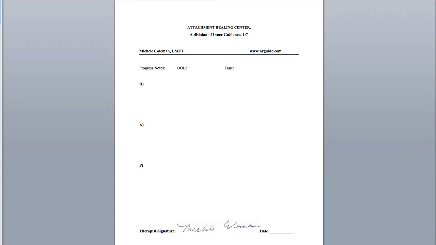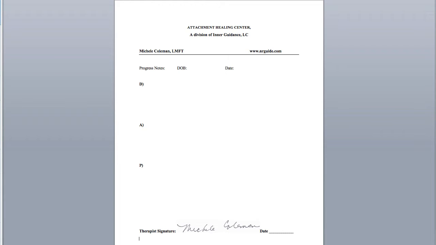In the progress note on this first line, you want your name and level of licensure. And on the second line, next to where it says progress note, that's where the client's name goes, their date of birth, and the date of the session. If you had two sessions with that client, a family session and an individual session, you're going to have two notes with the same date.